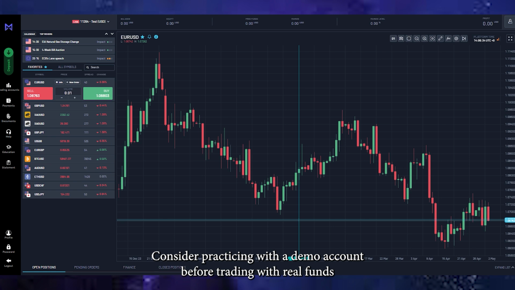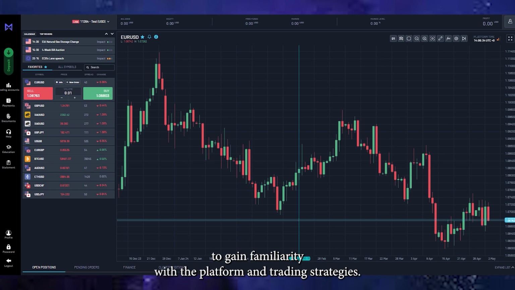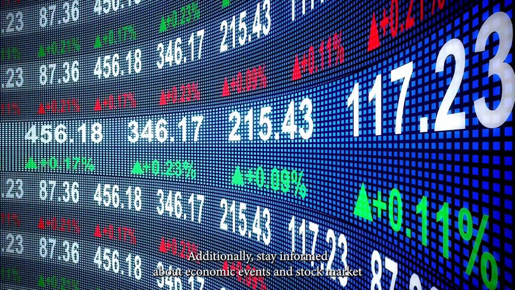Consider practicing with a demo account before trading with real funds to gain familiarity with the platform and trading strategies. Additionally, stay informed about economic events and stock market holidays to better manage your positions and avoid unnecessary disruptions.